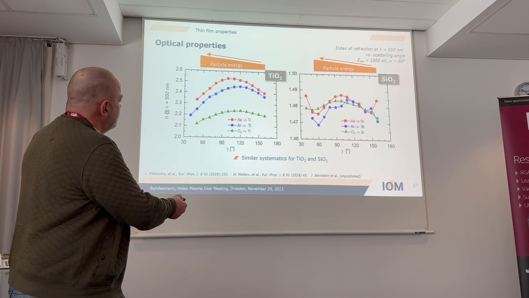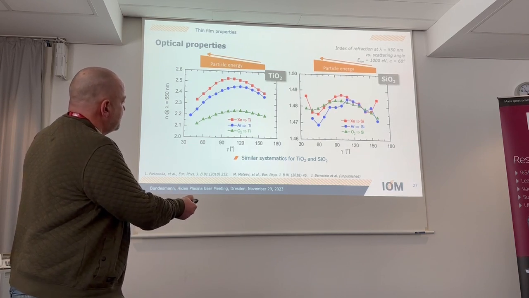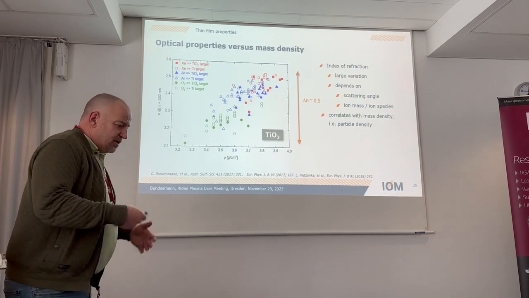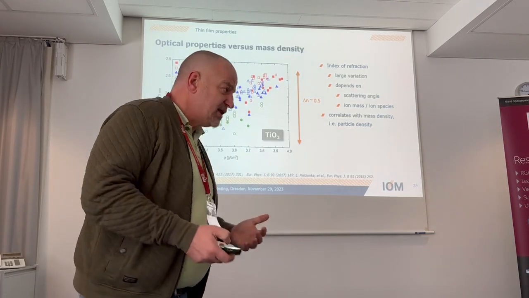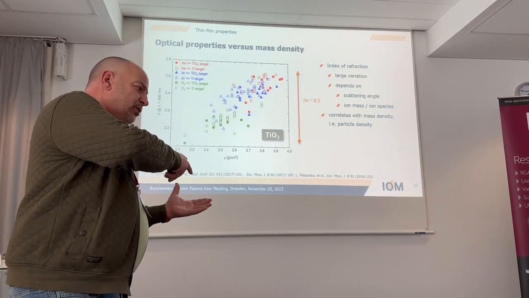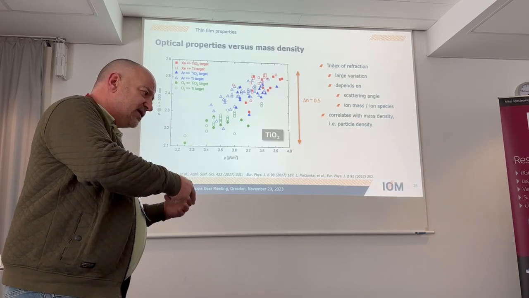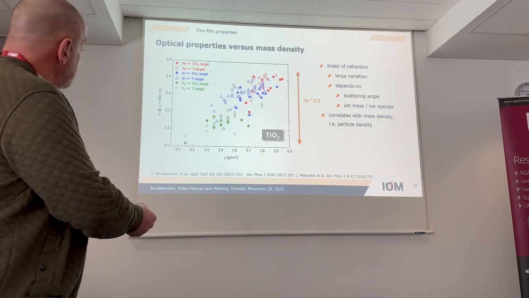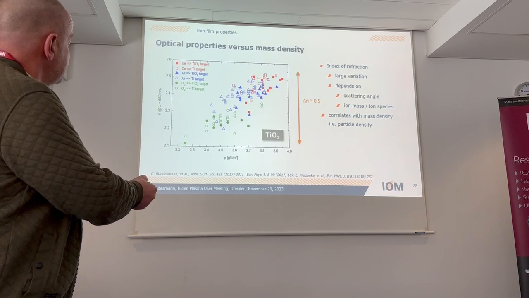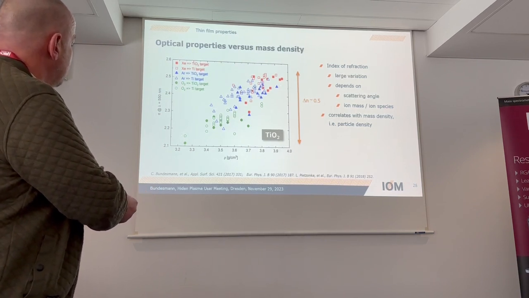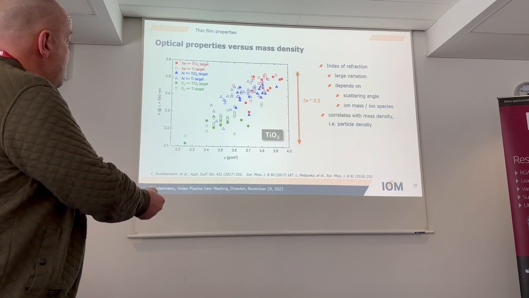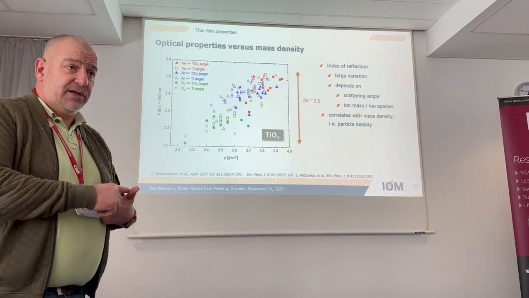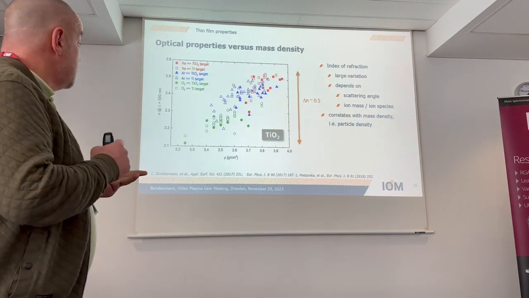Here it's some similar effect, but look at the numbers. The numbers are very small for silicon dioxide, but for titanium dioxide it's huge. And the driving parameter is the mass density or the particle density. So depending on the ion beam, the ion species, energy, angles, and so on, you get a correlation between the index of refraction and the mass density. Red is xenon, blue is with argon, green is with oxygen. So you have a variation of the index of refraction by about 0.5 with one experiment, just by changing the geometry and the ion source and the ion energy.